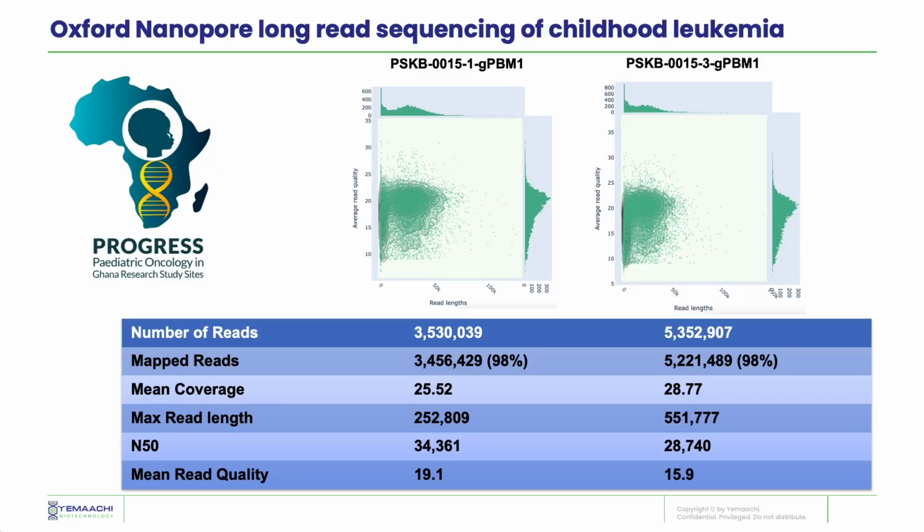We've partnered with the 3 facilities that treat children with cancer. So pretty much every child in Ghana who gets a diagnosis of cancer has an opportunity to be enrolled in Progress. And we've begun doing long-read sequencing of these samples.